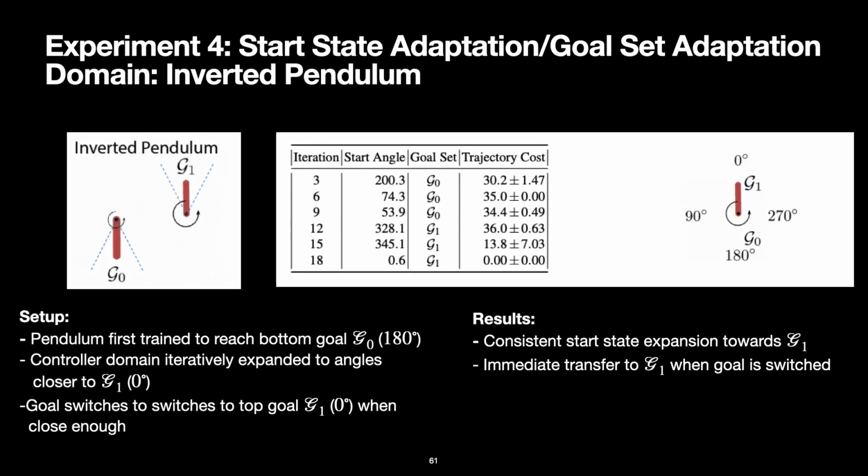Finally, we evaluate ABC-LMPC on an inverted pendulum task where the controller must adapt to changing start states and goal sets. We initially set the goal to be the bottom vertical position and then use the start state expansion strategy to select start states further up vertically. When the agent can switch to the inverted vertical goal from a new start state, we switch to it and find that the algorithm is able to maintain an inverted position.